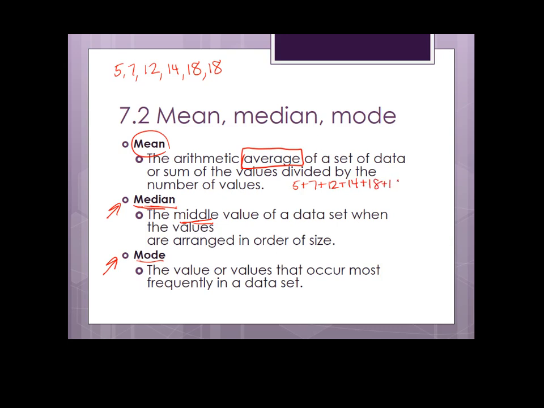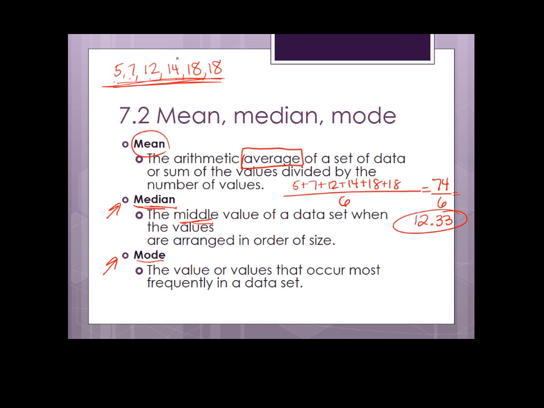And then I'm going to divide by how many there are. Well, if we count 1, 2, 3, 4, 5, 6, there are 6 numbers. So if you add these, you get 12 plus 12 is 24, plus 14 is 38, plus 18 is 56, plus 18 is 74. We're going to divide that by 6, which gives us 12.33. So that's the average number. So if you look in this data, the mean, the average of the data set is 12.33.